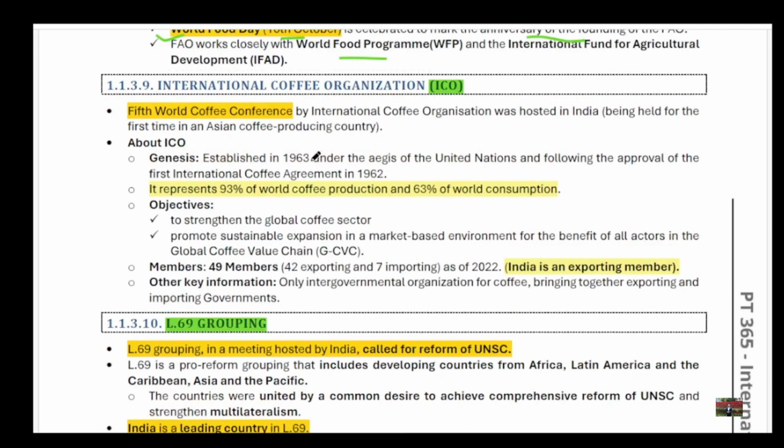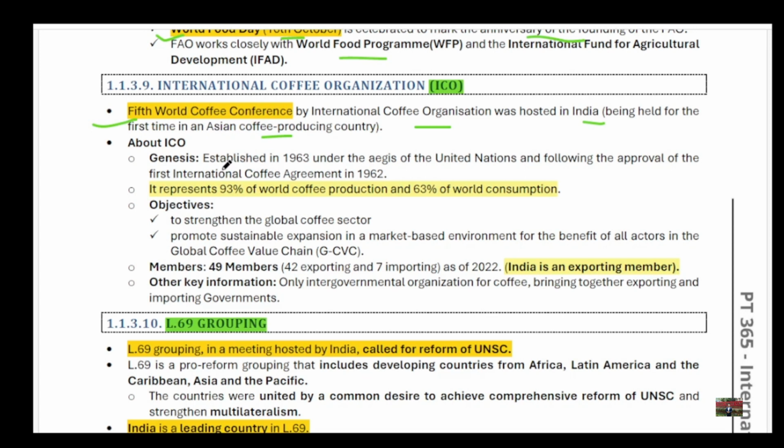The next important thing is the International Coffee Organization, that is ICO. The most important news is that the fifth World Coffee Conference was held in Cochin by the International Coffee Organization, right? It was hosted in India, in the city of Cochin, being held for the first time in an Asian coffee producing country, right? So it is the first time that the World Coffee Conference was held in an Asian coffee producing country. All right.